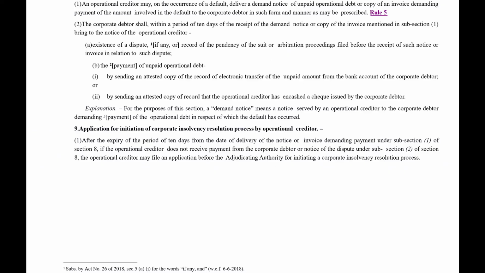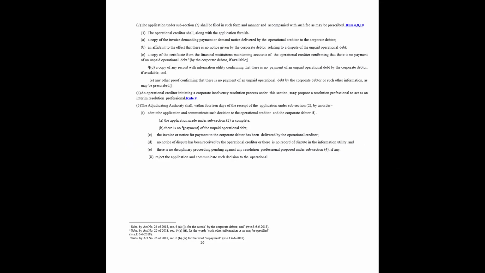if the OC does not receive payment, now he neither receives payment nor any notice of dispute. So if CD points out that there is a dispute, then also the OC cannot file the petition. The operational creditor may file an application before the adjudicating authority for initiating a corporate insolvency resolution process. Right? So what are the conditions? He should not have received payment. He should not have received notice of dispute.